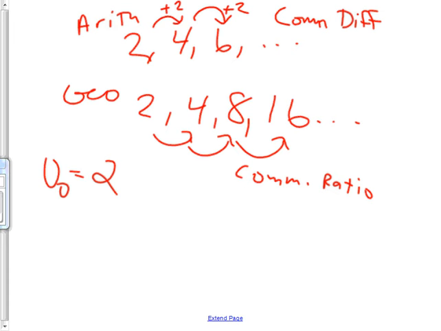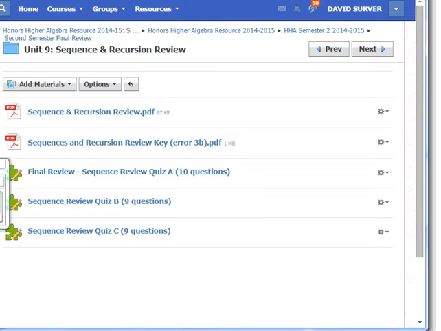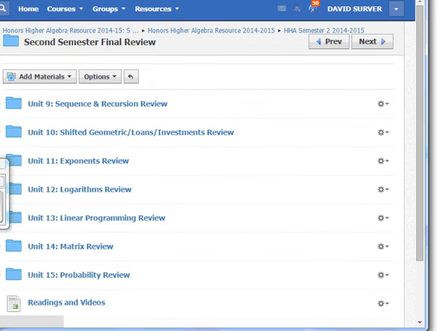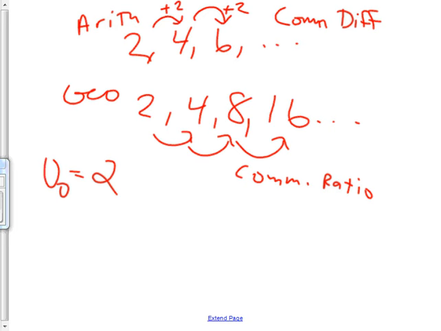Arithmetic versus geometric. This is a review for the final, and these are coming from the sequence and recursion review, and we're also going to be covering shifted geometrics and loans and investments. Okay, so back to here. Arithmetic and geometric are two different types of sequences. Common difference and common ratio are the two terms that go with that.